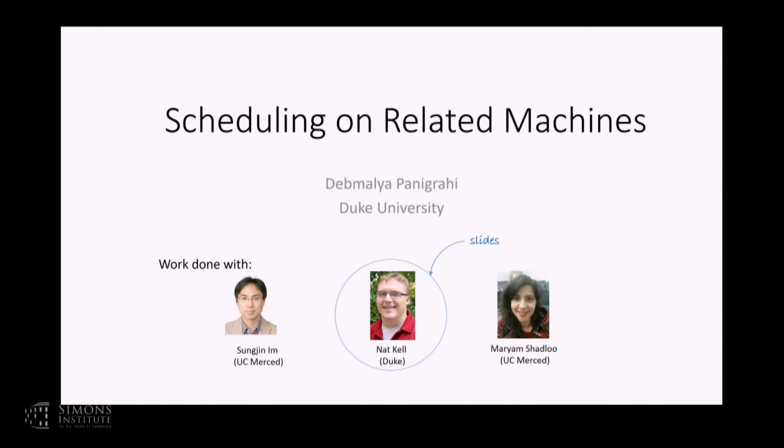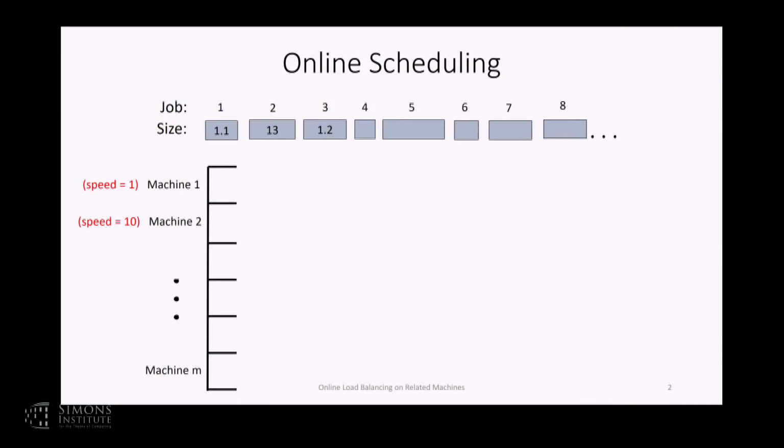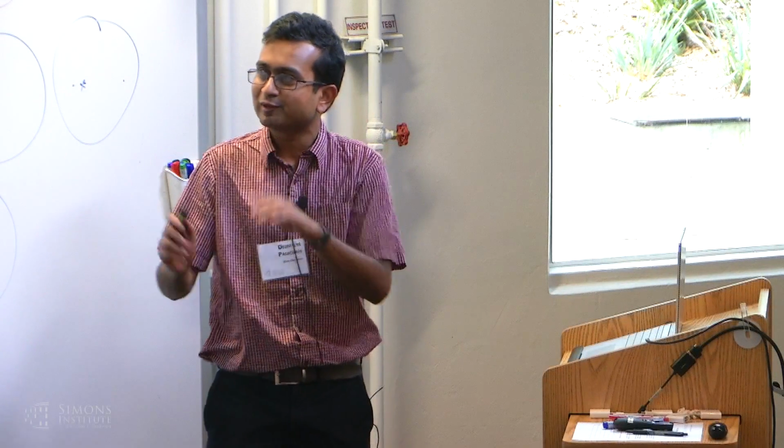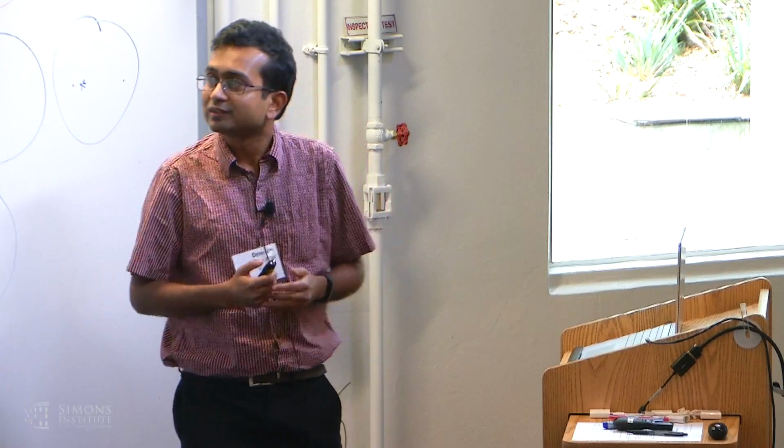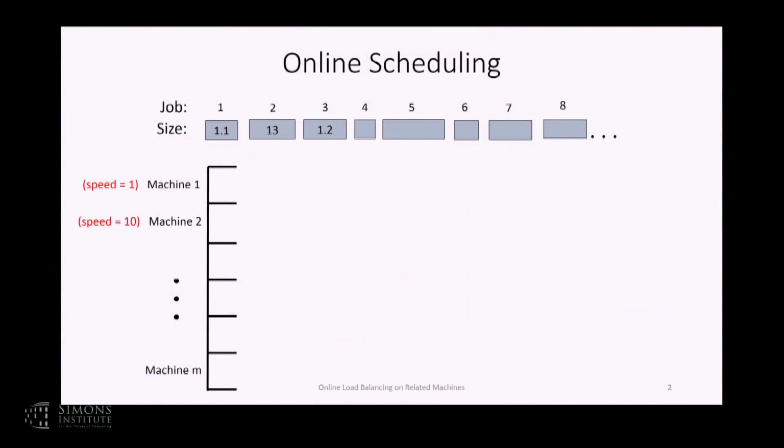So I'll talk about what's a fairly simple problem. There are a bunch of jobs. Every job has a size, and I want to schedule these jobs on machines. Every machine has a certain speed.